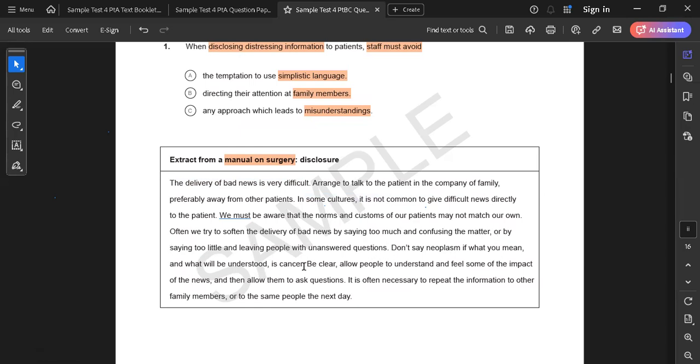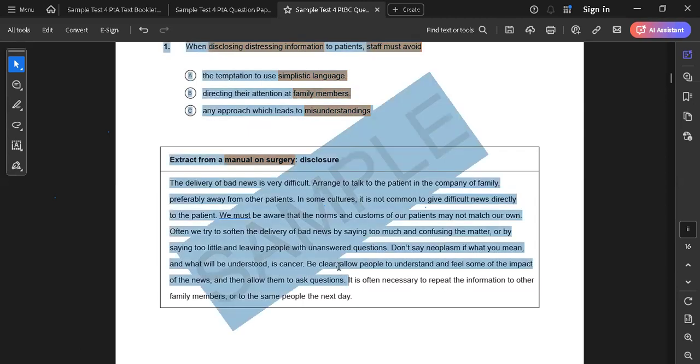So they said, if you read next, what you mean and what will be understood is cancer. Be clear. Be clear, allow people to understand and feel some impact of that news, and then allow them to question, allow them to ask questions. So what does it mean?